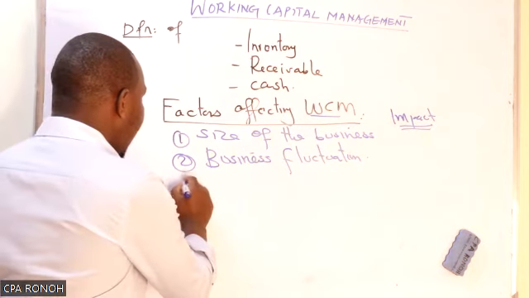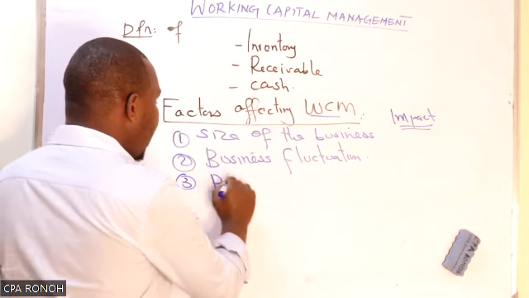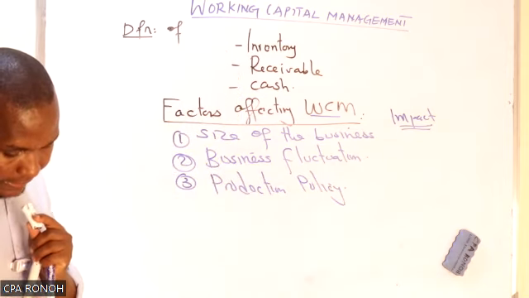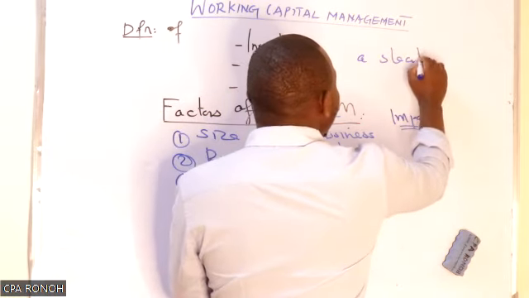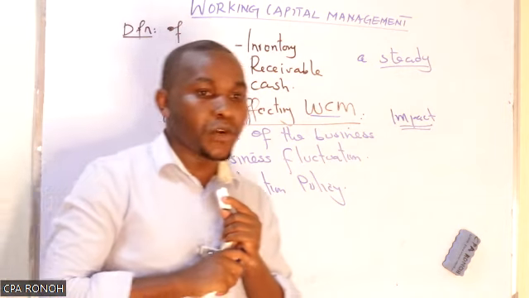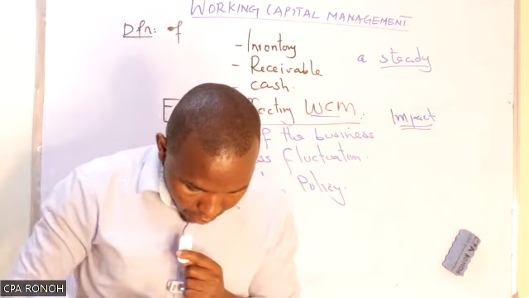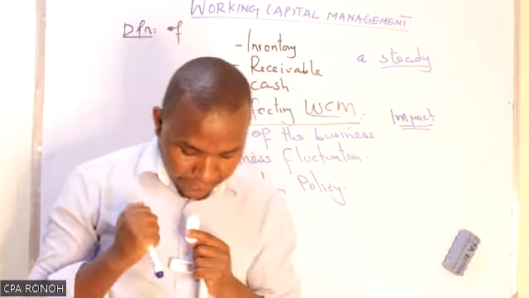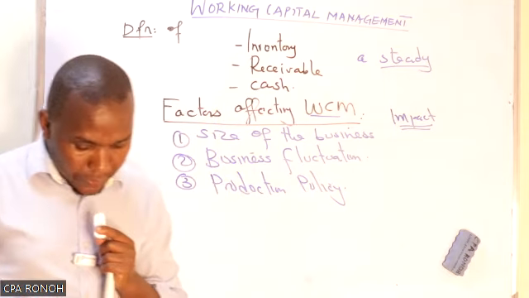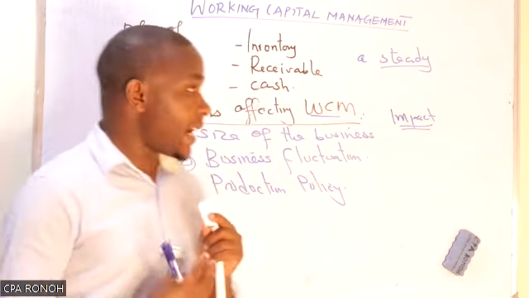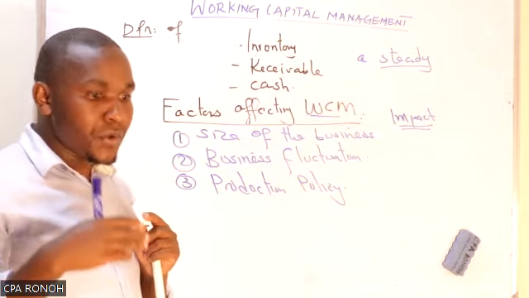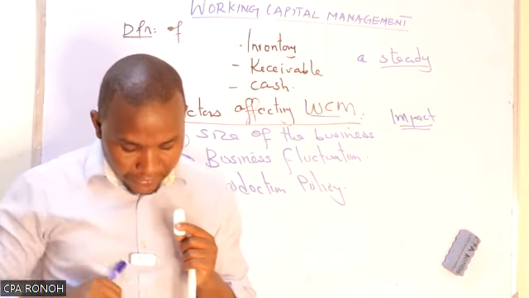And then the third factor is the production policy. A steady production policy will cause inventory to accumulate, or rather will cause inventory to accommodate the movement of commodity to the potential customer, and vice versa. So if you have an accommodative policy, then you will not need to hold more inventory, because the more inventory you have, the more business fluctuation in terms of capital.